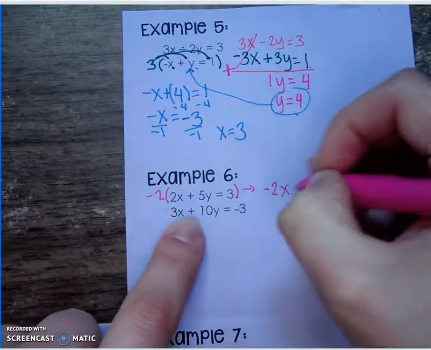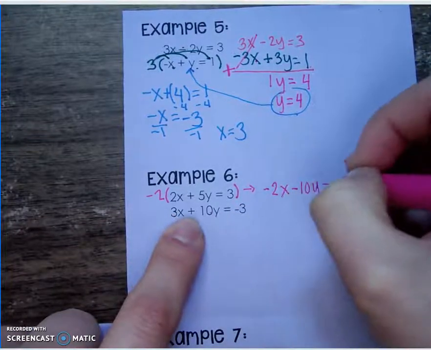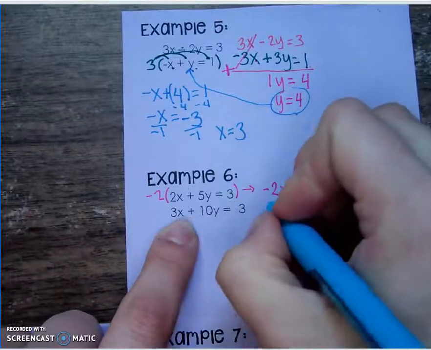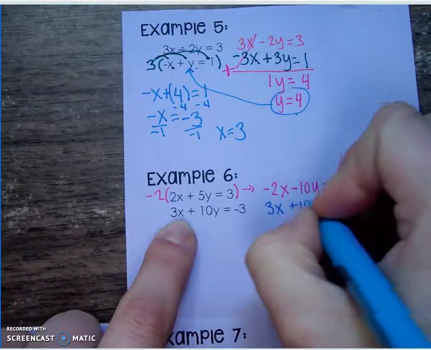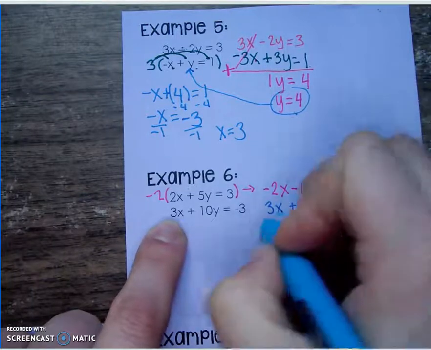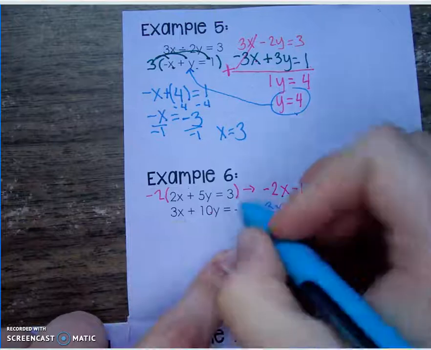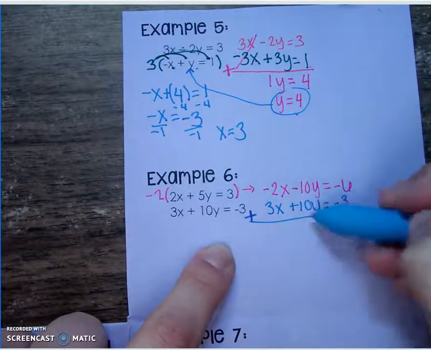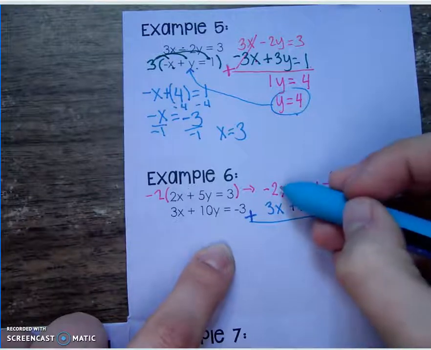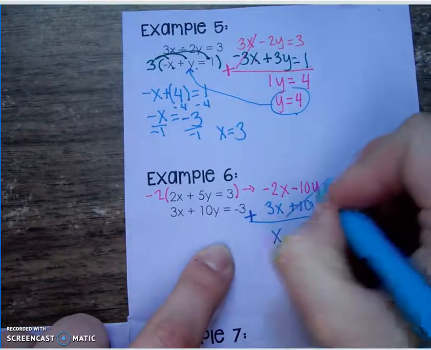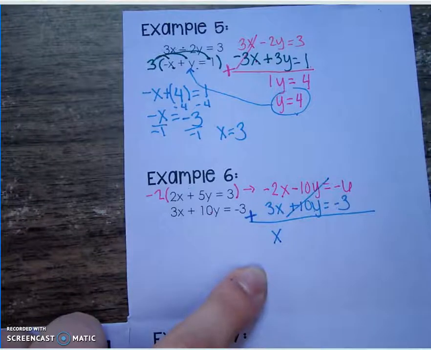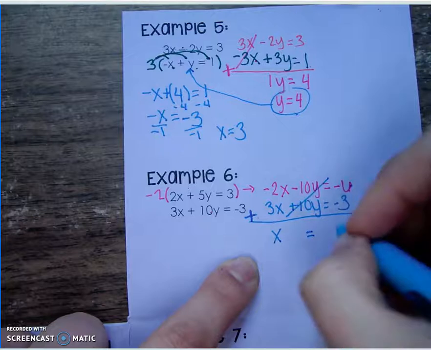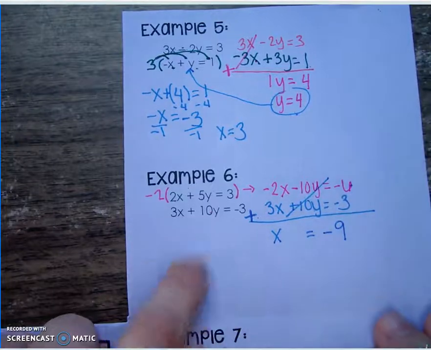Negative 2x minus 10y equals negative 6. And rewrite your second equation. Just write it on over. 3x plus 10y equals negative 3. Opposite signs, so I'm going to add. Opposite signs, the 10 and the 10 had opposite signs, so I'm going to add. 2 plus 3x is x. My negative 10y and positive 10y cancel out. Equals negative 6 plus negative 3 is negative 9.